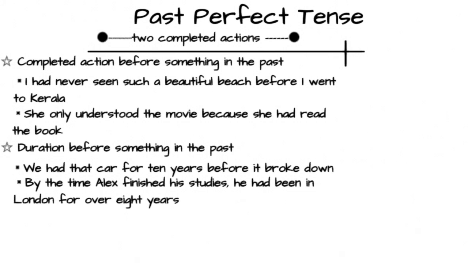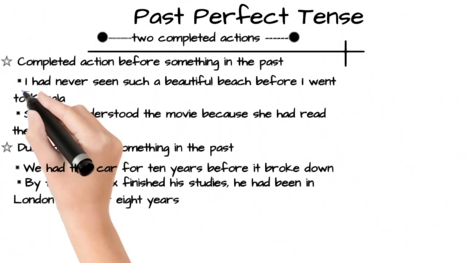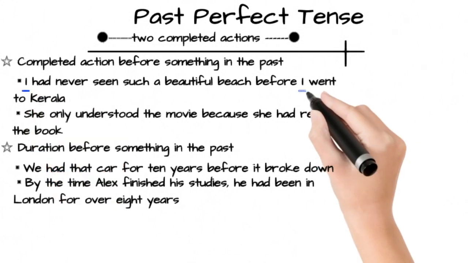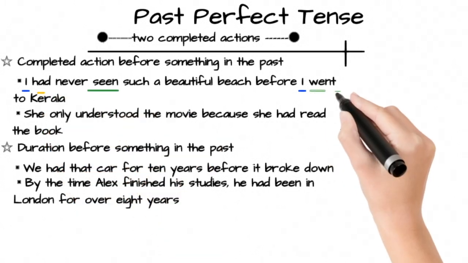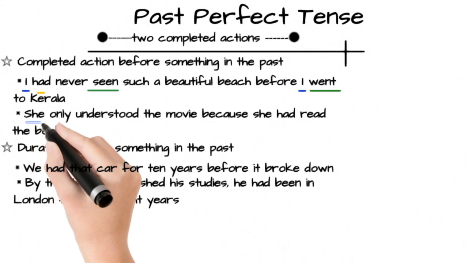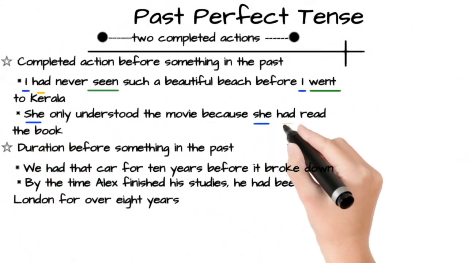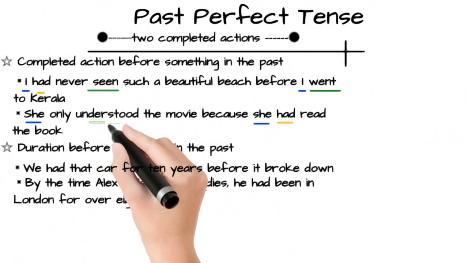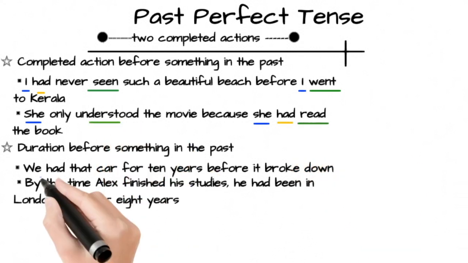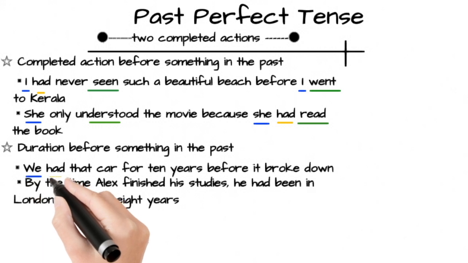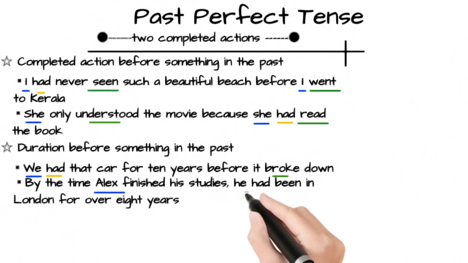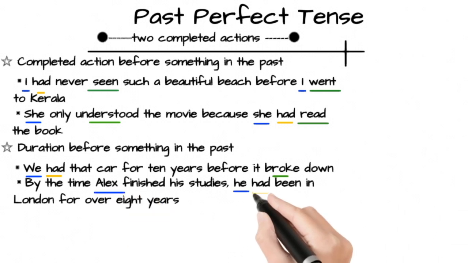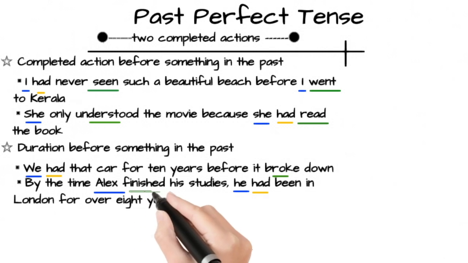The structure is had plus past participle. Let's look at the structure in the given examples. I is a subject. Had is the helping verb. Seen and went is the V3 form and it's an action verb. She is a subject. Had is the helping verb. Understood and read is the action verb in the V3 form. We is the subject. Had is the helping verb. Broke is V3 form of break. Alex is the subject, and he is a subject. Had is the helping verb. Finished is the V3 form of finish.